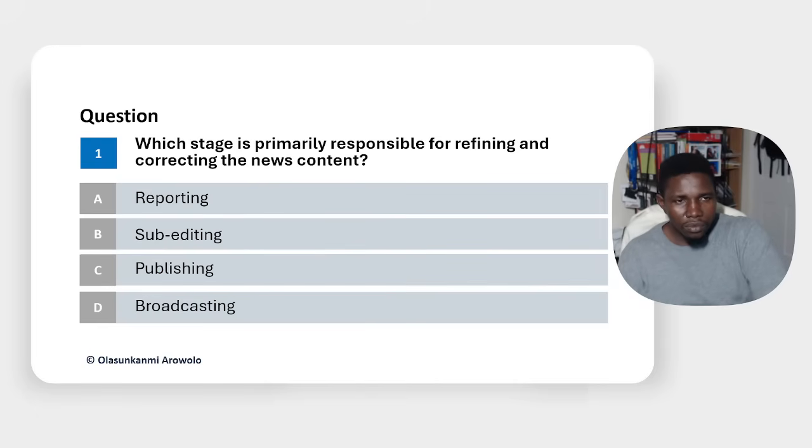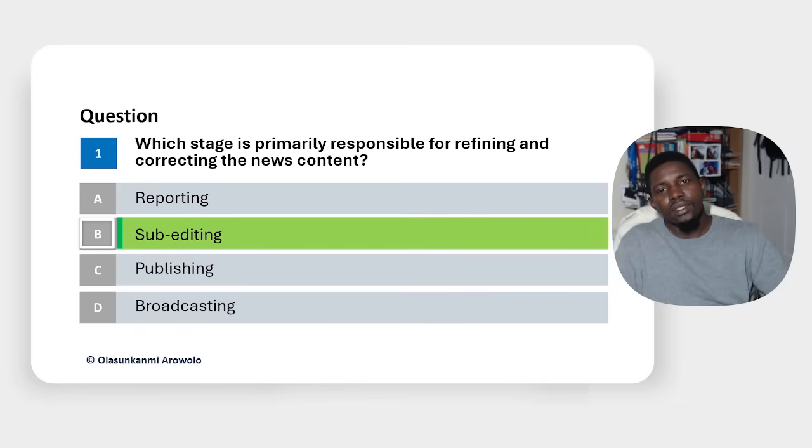Let's try another one. Which stage is primarily responsible for refining and correcting the news content? Reporter, sub-editing, publishing, broadcasting? It's refining and correcting the news content, so it should literally come after the reporter. Correct. Sub-editing is correct.